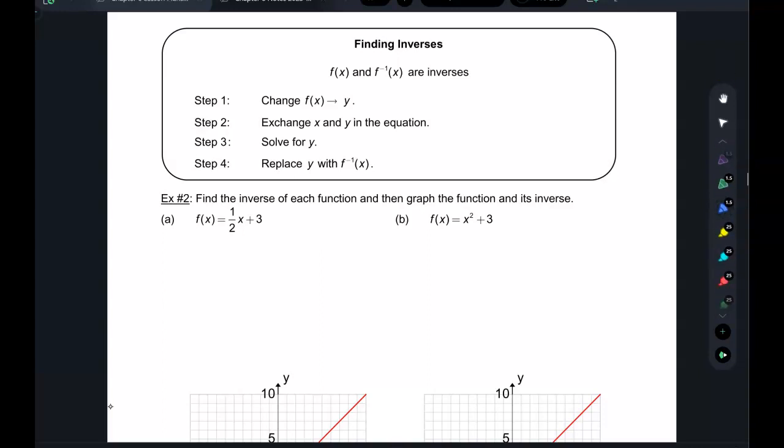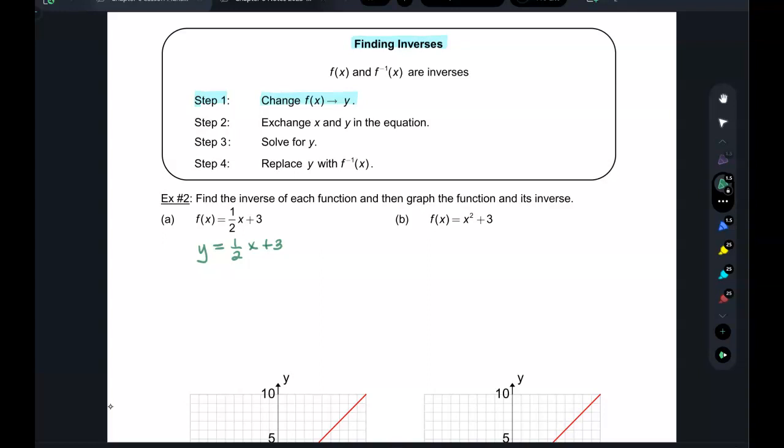Step 1, we're going to change f of x to y. I'll follow the steps with our first example. So y equals 1/2 x plus 3. That's an easy step, right? f of x is the same thing as y.